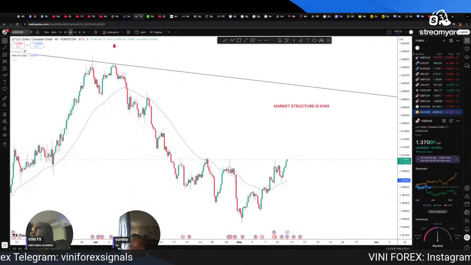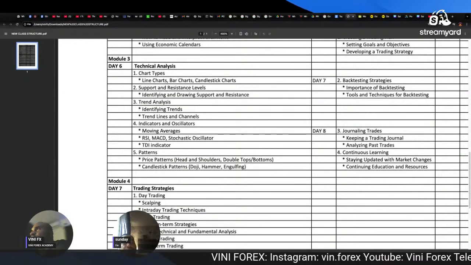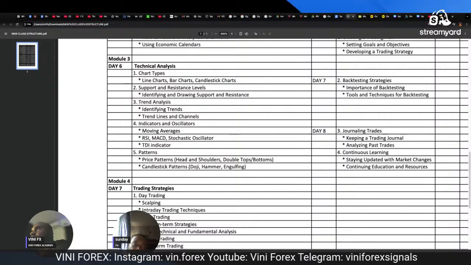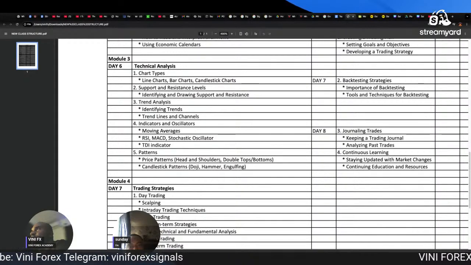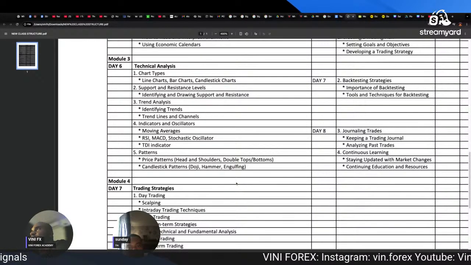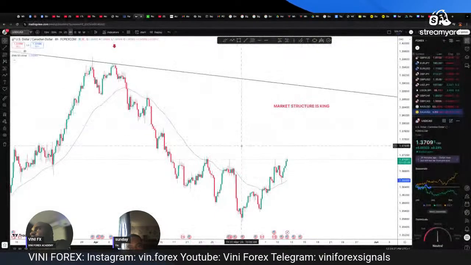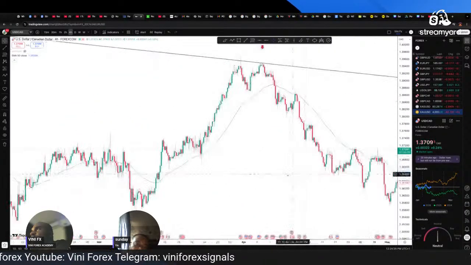Perfect. So let's go to the timetable. Patterns: there are price patterns and then there are candlestick patterns. Price patterns like the head and shoulder, the double tops and the double bottoms. So let me show you the head and shoulder first, how it appears on the chart. Are you there? Yes, sir.